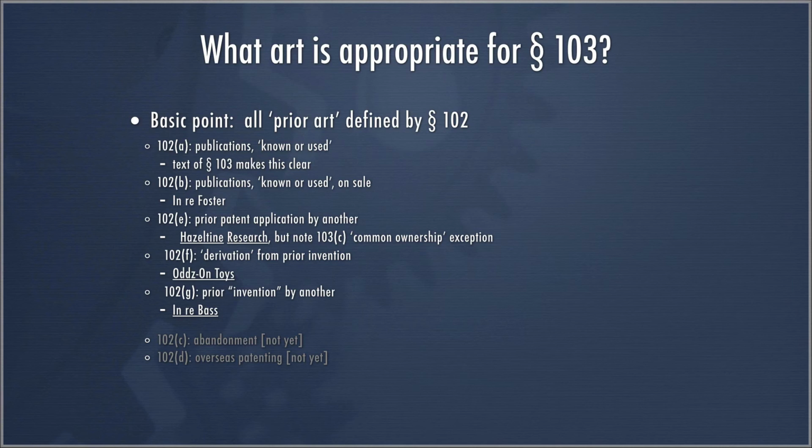So publications that are known or used or on sale, prior patent applications by another under the old law, derivation from a prior invention, and prior invention by another can all be prior art under Section 102 and Section 103. So the way I always think about it is that Section 102 is telling you what documents you can put on the table for the analysis. Section 103 tells you how to deal with the analysis.